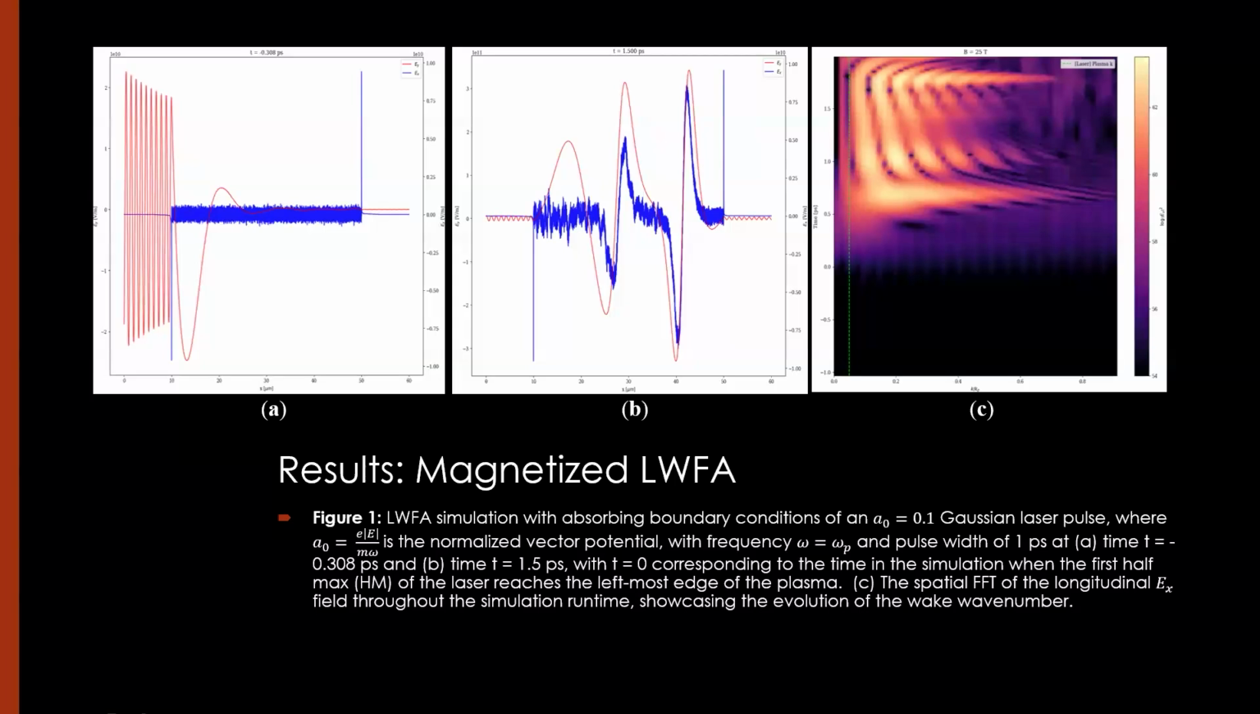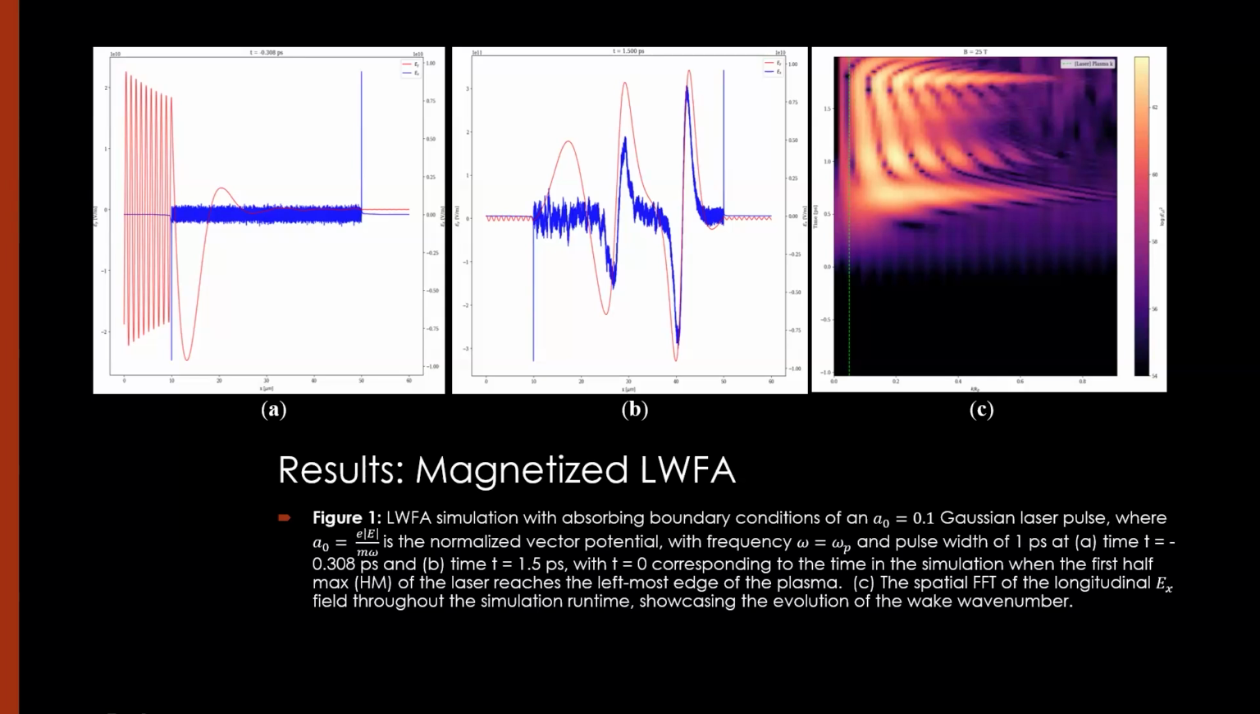So this is some initial results. This is a magnetic field of 25 Tesla. We use a laser intensity of a naught equals 0.1, where a naught is the normalized vector potential. The frequency of the laser here is the plasma frequency and has a pulse width of 1 picosecond. So this is an initial time snapshot of when the laser is first penetrating the plasma.